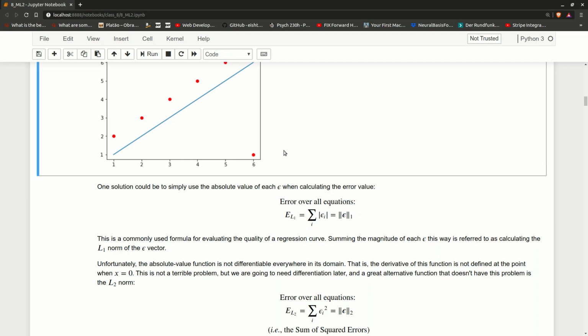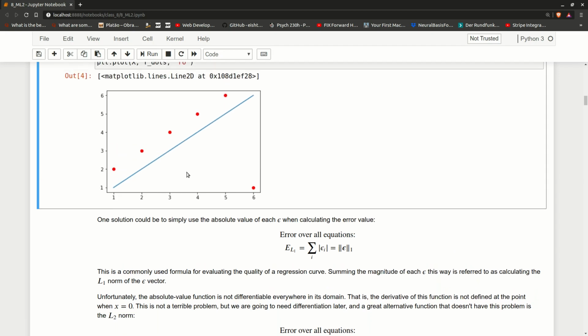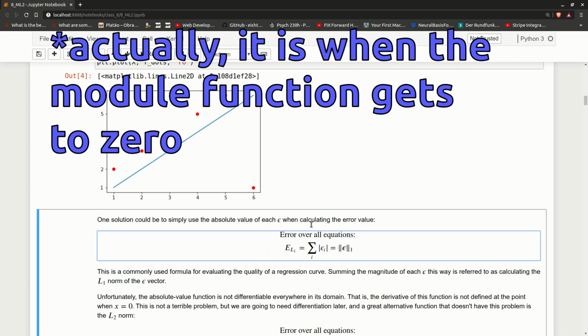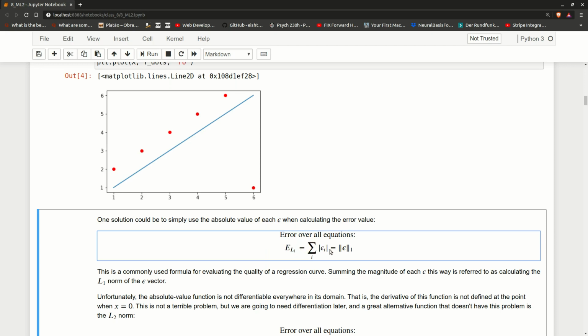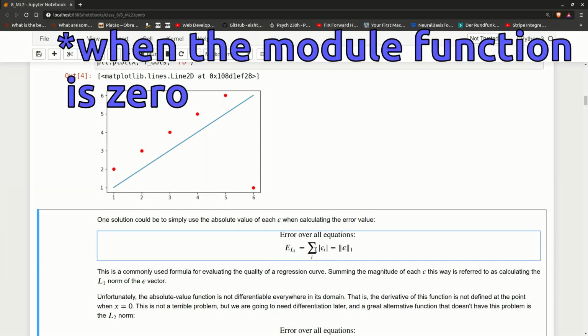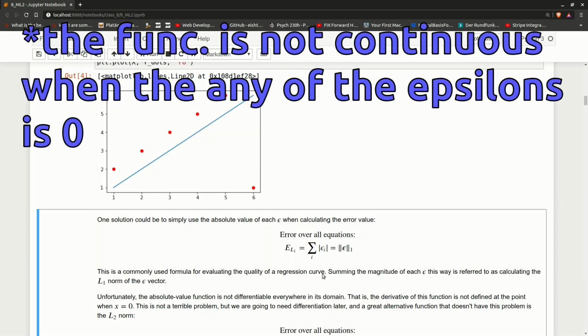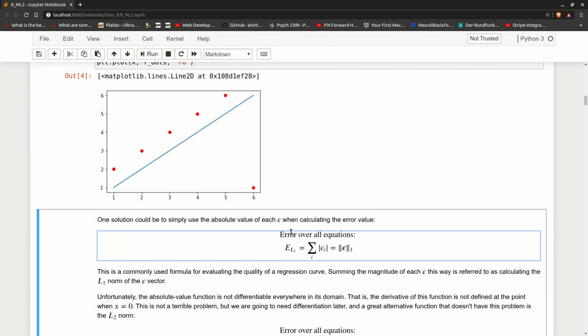So this would solve the problem, but there is only one very, very small detail, which is when the error here gets to 0, then this module function is actually not continuous. This is a calculus thing that I don't want to go much into the details of, but the function is just not continuous when this sum here equals 0. And this means that the derivative of the function doesn't exist at that exact point.